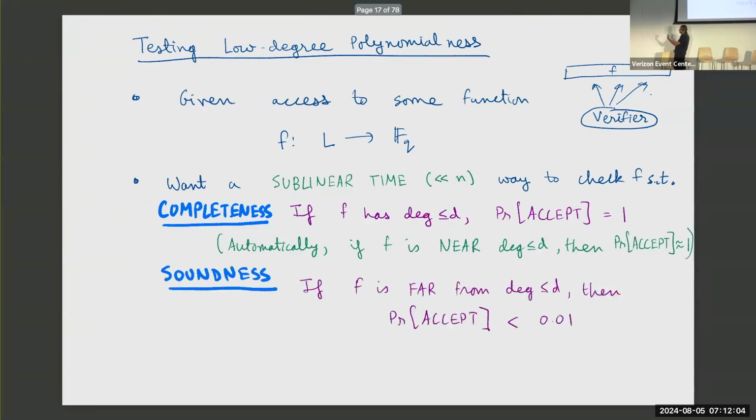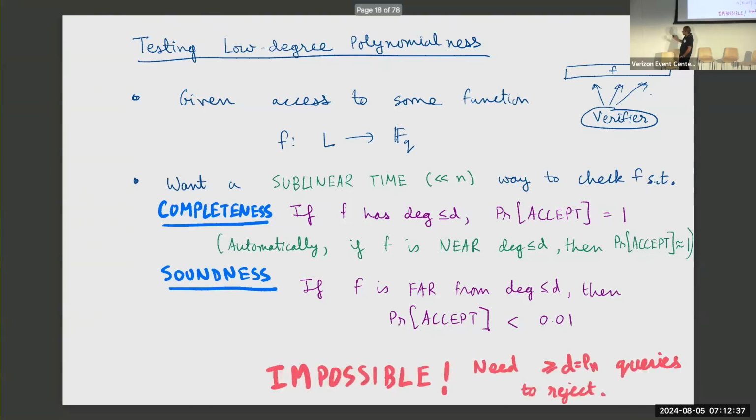On the other end, we want soundness. We want functions that are far from degree d to be accepted with very small probability, at most 0.01. This will be our problem of testing low degree polynomials. And the reason I only ask to reject functions that are far from low degree is because functions which are near low degree are automatically accepted. So you have no chance of rejecting those. We're only going to be able to reject functions that are far from low degree. And this problem as written is some kind of testing of low degreeness. And sadly, even though it's a very nice problem with very clear definitions, it's impossible.